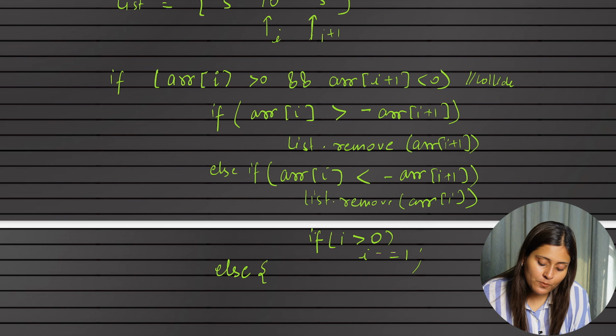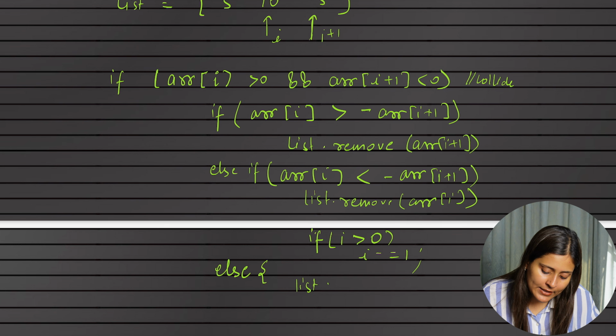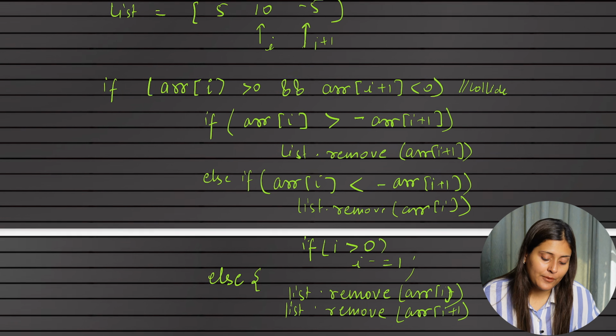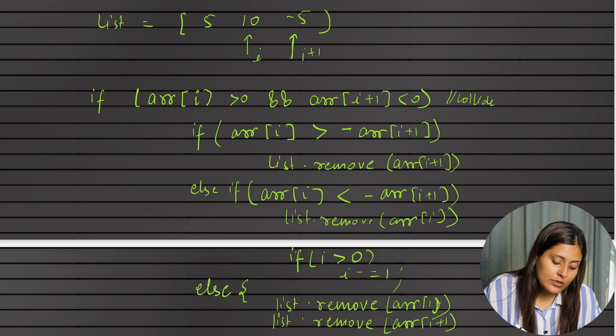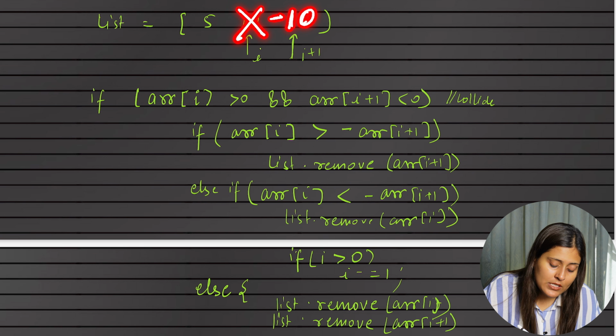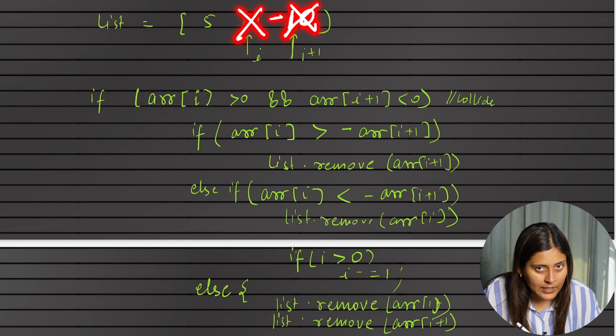So in this case, from our list we have to remove both elements. What? Array of i, also yes, dot remove, array of i plus 1, also yes. Now this is 10, this is minus 10, then only it will remove, right? Both are same, so we will remove this, we will remove this, done.